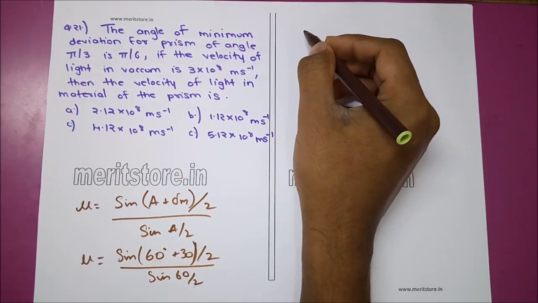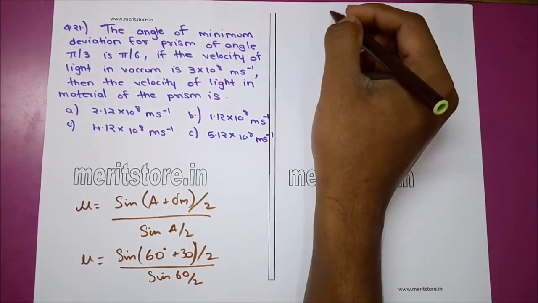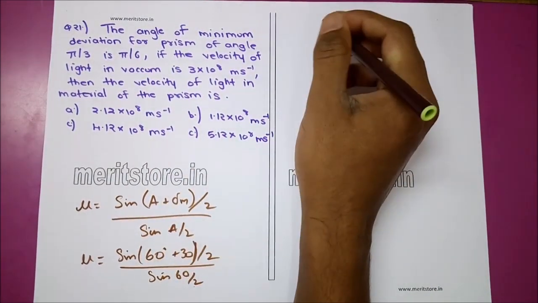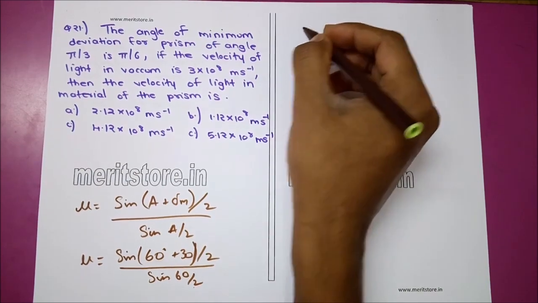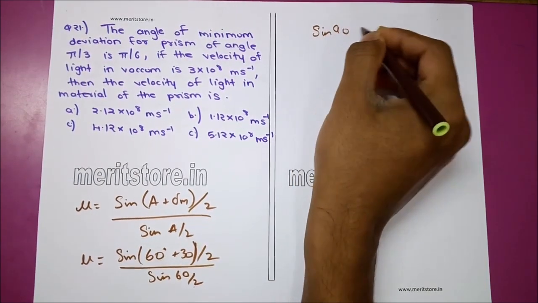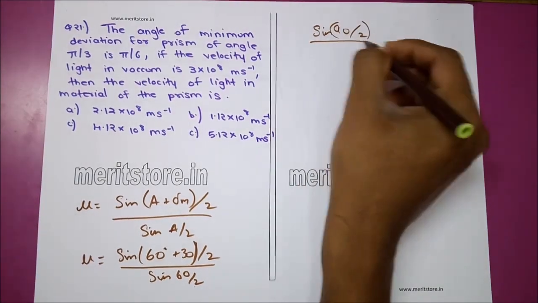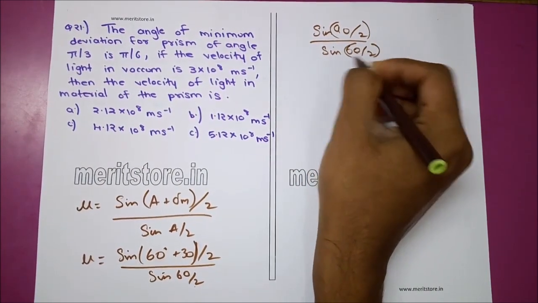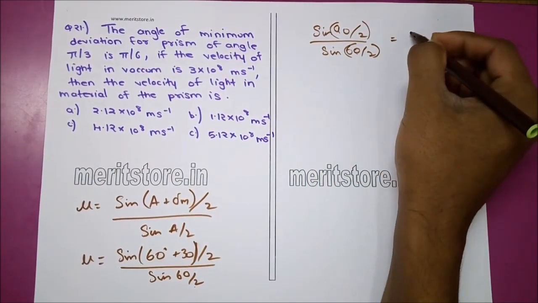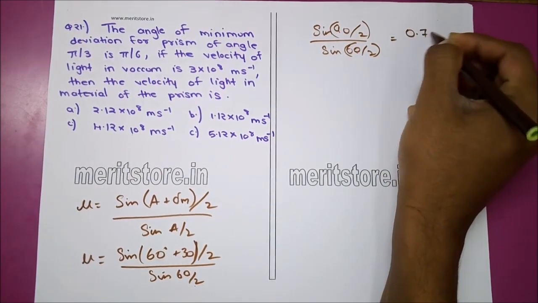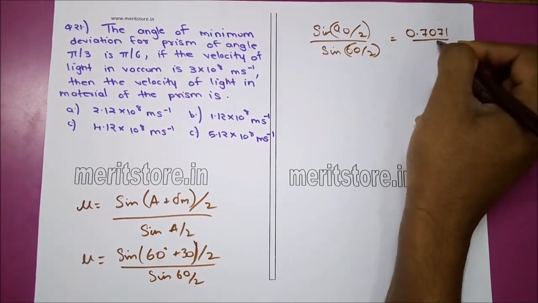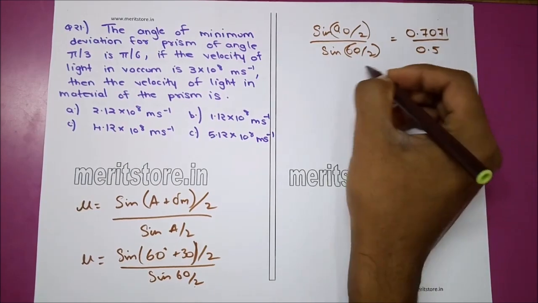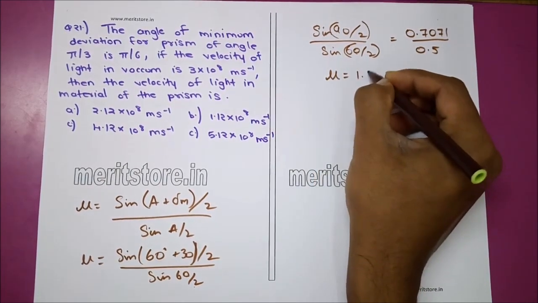Now sine 60, first of all sine 60 plus 30, that is sine 90. So sine 90 by 2 is sine 45, and sine 60 by 2 it will be sine 30. So sine 45 is 1 by root 2, which can be written as 0.7071 upon sine of 30 is half, that is can be written as 0.5. So the value of mu comes out as 1.414.